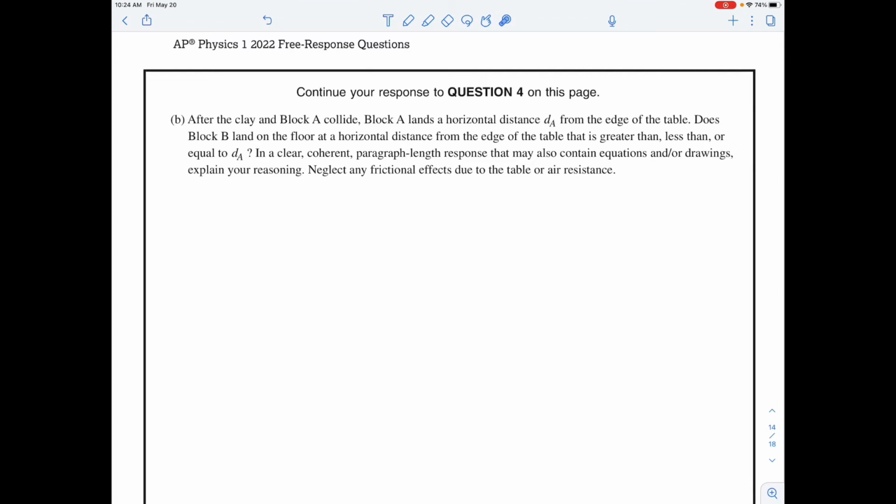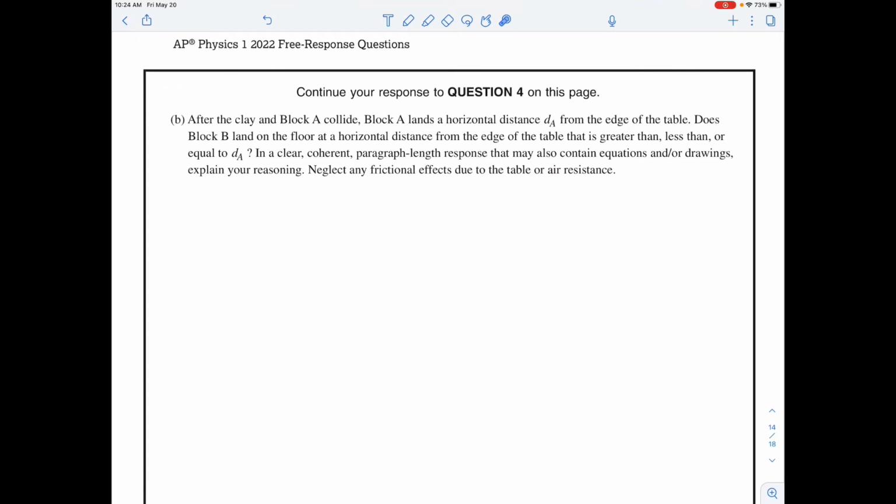After the clay and the block collide, block A lands horizontal distance dA from the edge of the table. Does block B land on the floor at a horizontal distance from the edge of the table that is greater than, less than, or equal to dA? In a clear, coherent paragraph-length response that may also include equations or drawings, explain your reasoning. Neglect any frictional effects due to the table and air resistance.